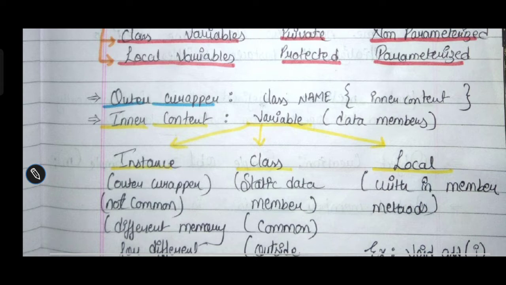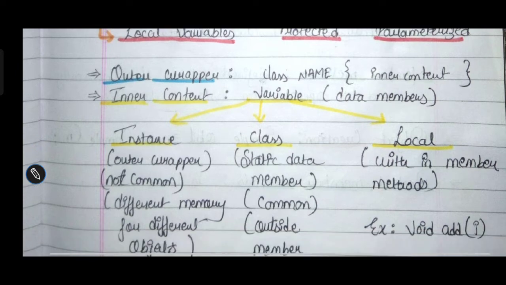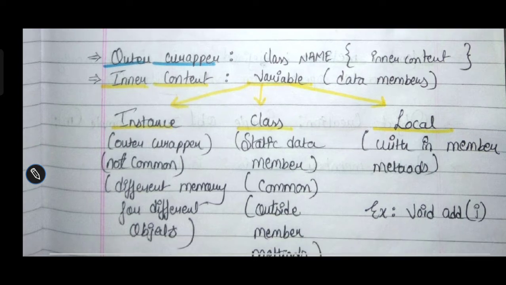What are instance variables? Instance variables are declared in the outer wrapper, means outside the member methods. They are not common. It means they have different memories for different objects. Class variables are static data members. They are common in the entire program, and are also declared outside the member methods. But local variables are declared within the member methods. For example, void add(int i). So here i is the local variable.